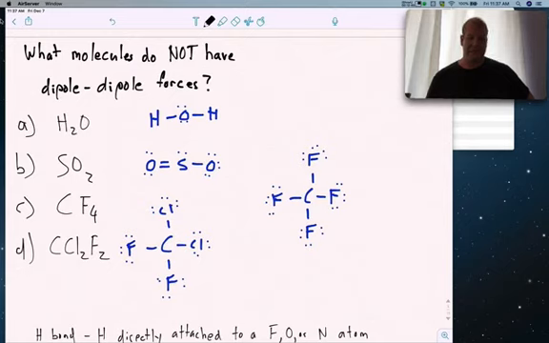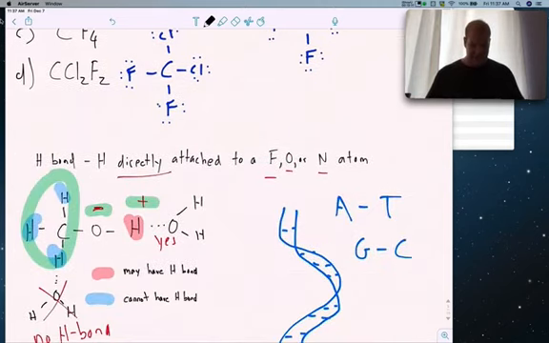And then dichlorodifluoromethane is a polar molecule. It's tetrahedral, but it has a break in symmetry, just like the methylene chloride. Therefore, this is a polar molecule. It has dipole-dipole forces. So the only one is C. Carbon tetrafluoride is the only one without dipole-dipole forces.